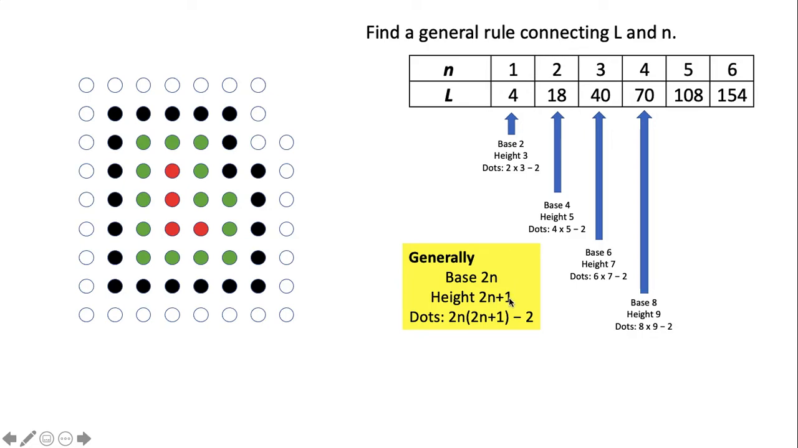The height, you can see the pattern to that. It's going 3, 5, 7, 9. So that's an easy pattern to work out, 2n plus 1. So the number of dots, it's the base, 2n, times the height, 2n plus 1. But then minus 2 because of the 2 missing dots.